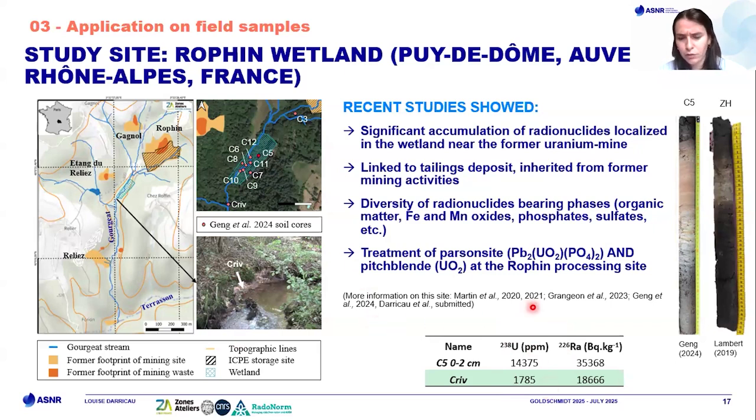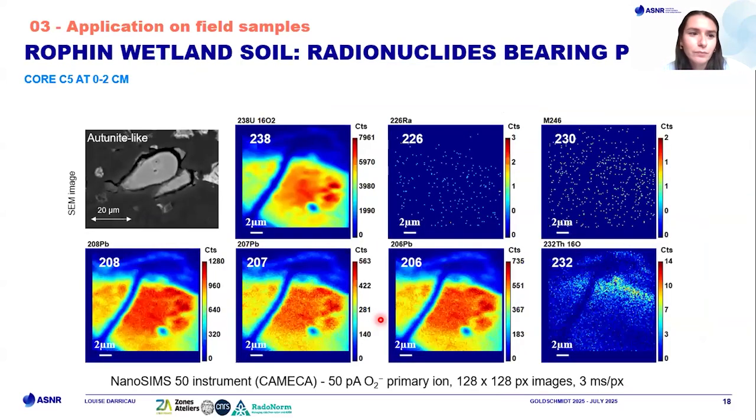If you want more information on this site, you can see all these papers that study uranium and radioactive elements in this site. There is really a lot of information if you want. So we did a lot of SEM analysis, and we selected mainly some uranium-bearing phases. Here is an example from an autunite-like mineral. So autunite is a calcium uranium phosphate phase.